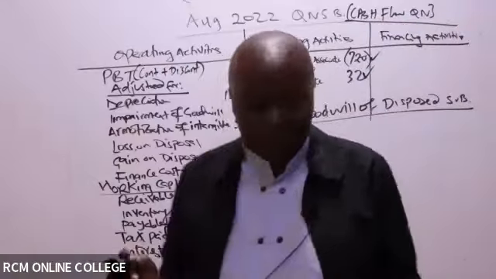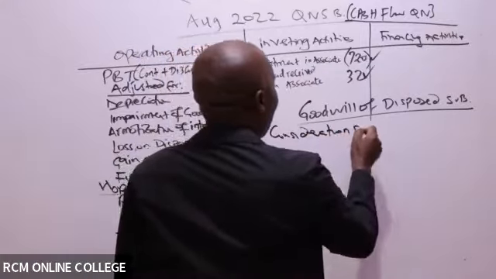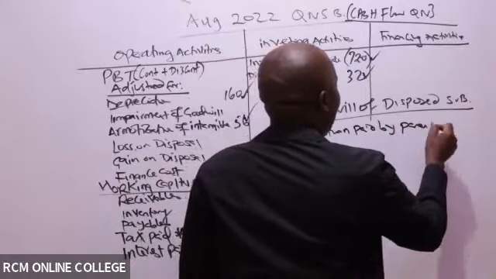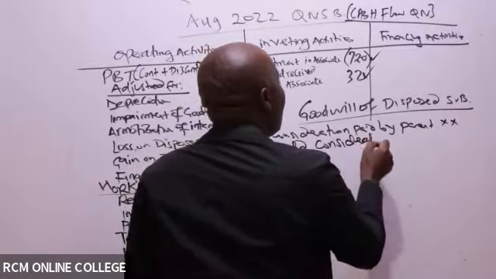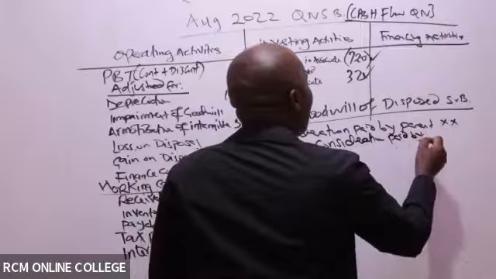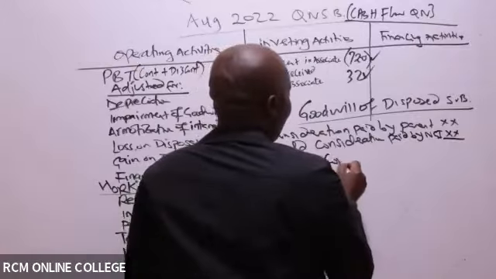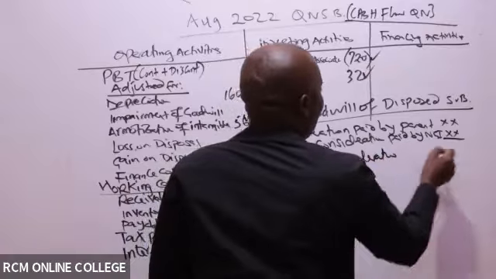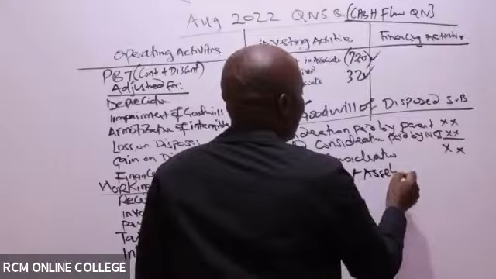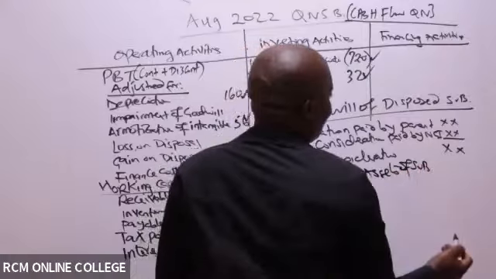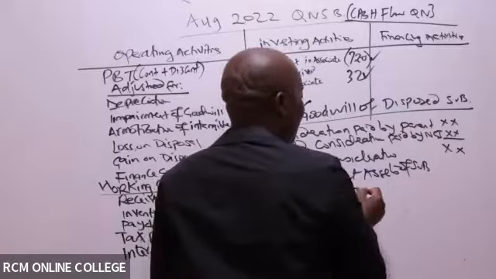Very important. So this goodwill of the disposed subsidiary, ladies and gentlemen, how do we get this? We take the purchase consideration paid by the parent. You add the consideration paid by NCI, and then you get the total consideration. From this total consideration, you take away the net assets of the sub, either acquired or disposed. In this case, net assets of the subsidiary that has been disposed.